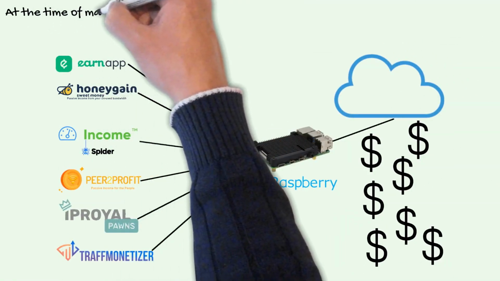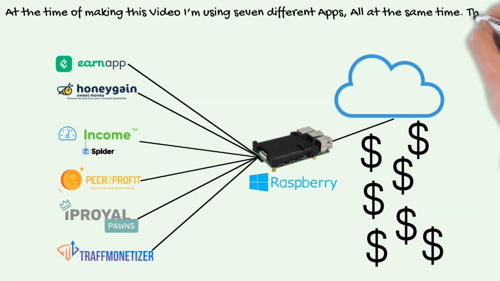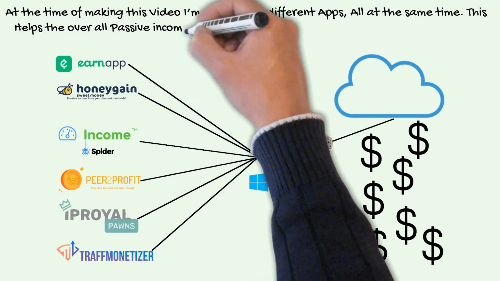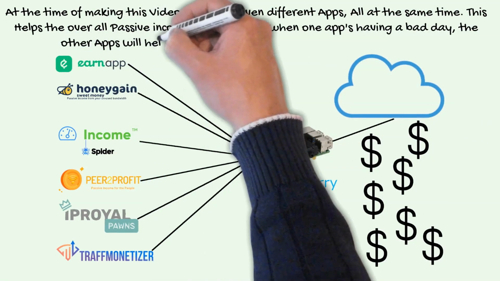At the time of making this video, I'm using 7 different apps, all at the same time. This helps the overall passive income flow, because when one app's having a bad day, the other apps will help pick up the slack and keep my earnings on track.